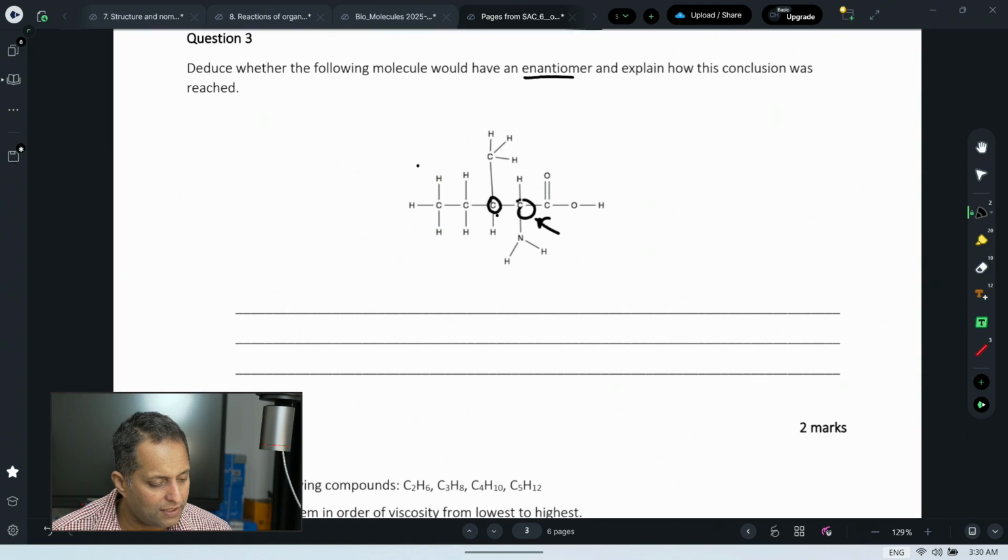What's the answer? Deduce whether the following molecule would have enantiomers. The answer is yes. The molecule will have enantiomers because there are two chiral centers or chiral carbons. What are those carbons? This is the first one, second one, and third one. The second and third carbons are chiral. Therefore, this molecule can have enantiomers. That's the answer. So we will talk about this stuff in detail later. So don't worry. Take it easy. No stress.